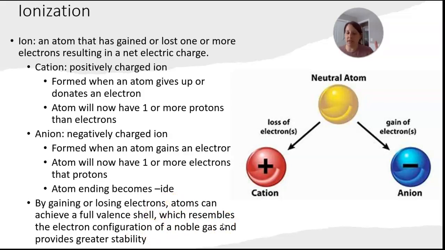Why would atoms do this? Why would an atom give up or gain an electron? Again, there's this natural tendency to want to achieve a full valence shell. So remember the octet rule. An atom will lose an electron or gain an electron or more to achieve a full, stable configuration of electrons in that outermost shell.